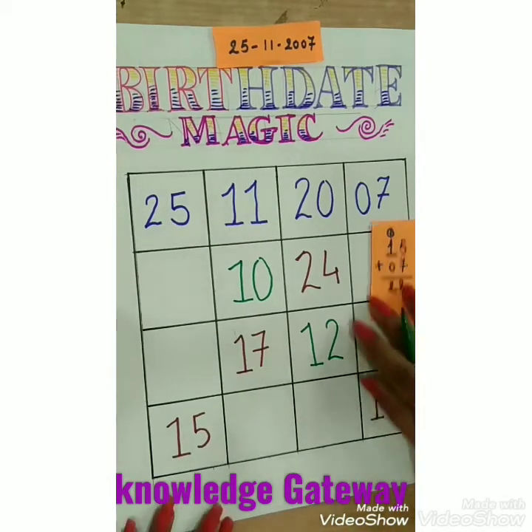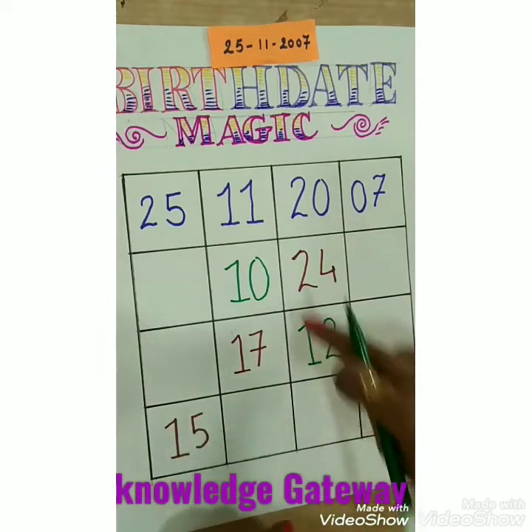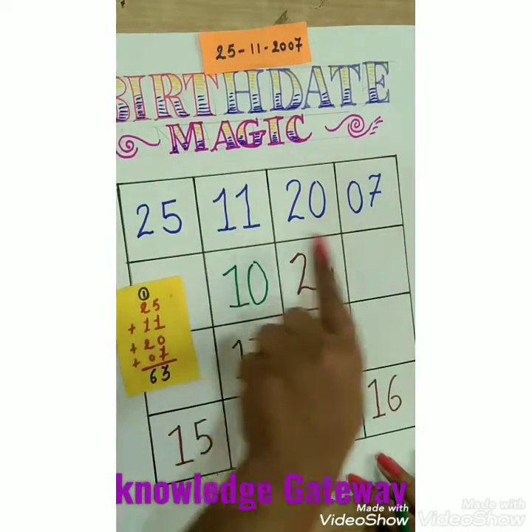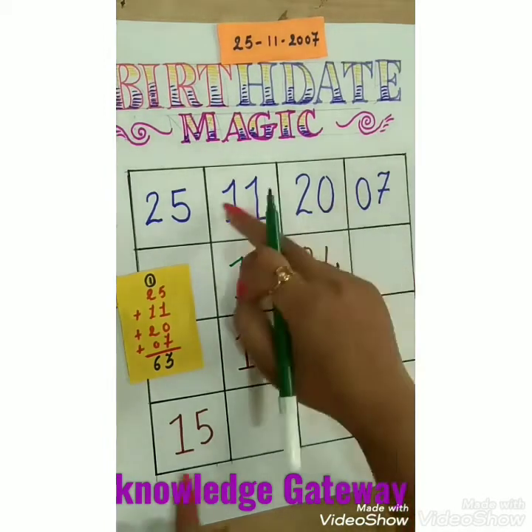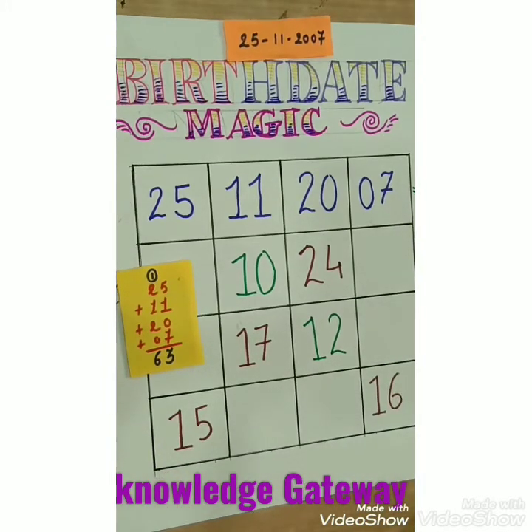Now we have to fill up these 6 blocks for any two blocks. Suppose I have these 3 numbers, only one is remaining. 25 plus 11 plus 20 plus 7. So you can see the addition of this row is equal to 63. Okay, so you know that the addition of one row is equal to 63.